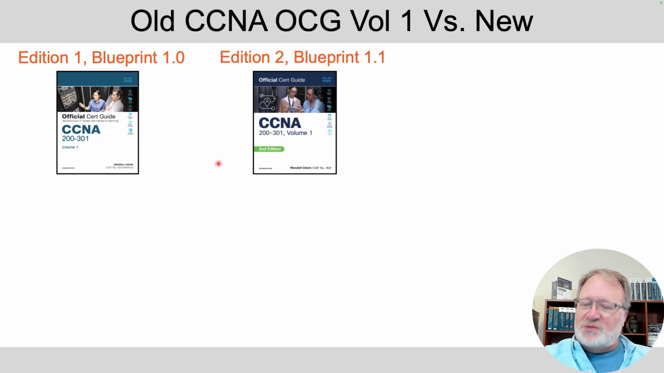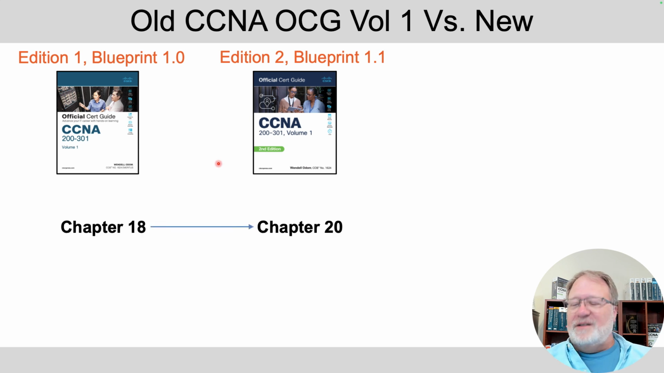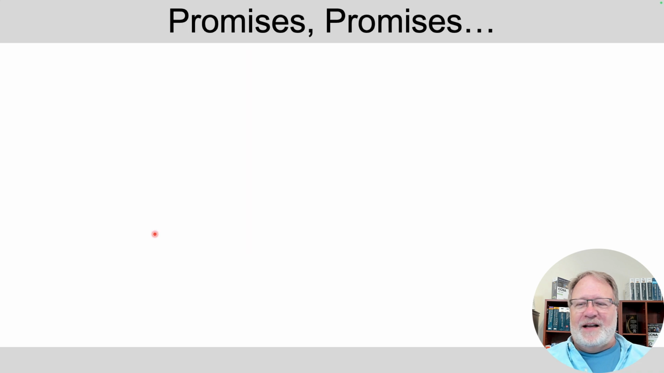So to set the context briefly, if you've got the current books as of 2024, with the green swoosh with the words second edition on it, this content comes from chapter 20. If you've got the books that were out just before that, from the years 2020 through 2024, no green swoosh, that's in chapter 18.